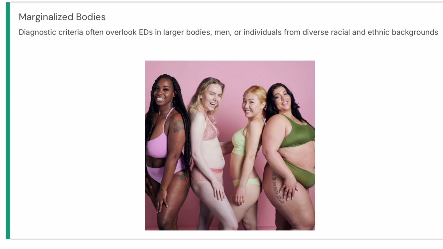Research also shows that people from racial and ethnic minority groups experience eating disorders, but are less likely to be identified or referred because of bias, stigma, and lack of access. These examples show that diagnosis is not influenced by symptoms alone, but also by social expectations about who is supposed to have an eating disorder.